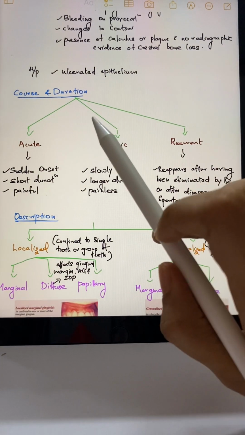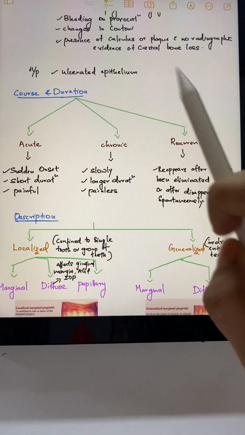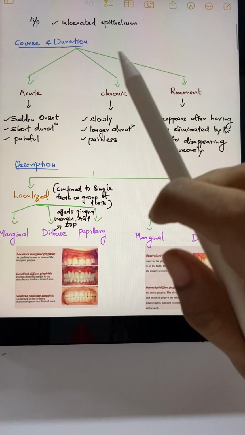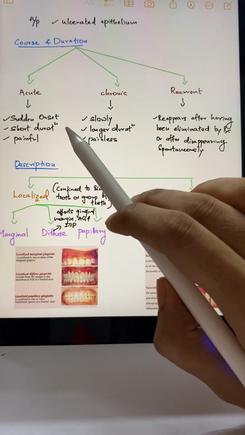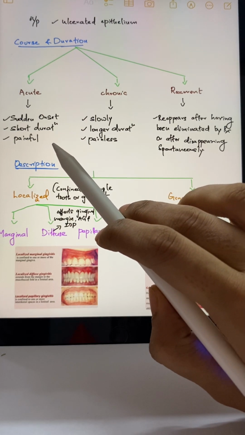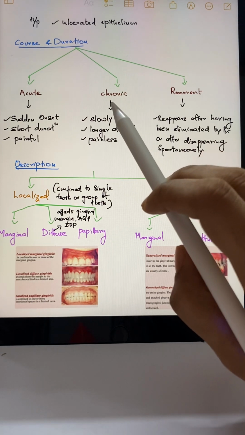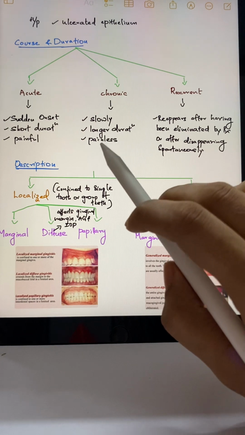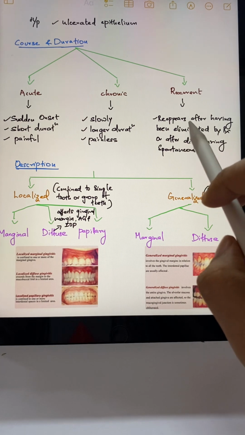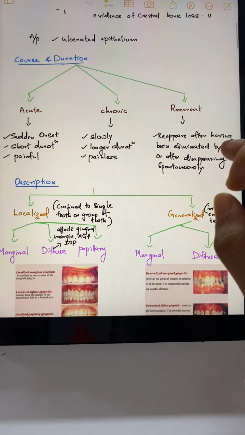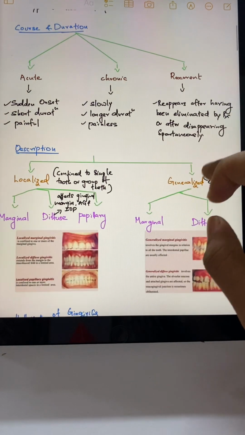In the course and duration, this is divided into three: acute gingivitis, chronic gingivitis, and recurrent gingivitis. By the term acute, we know that it occurs suddenly, with sudden onset, for a shorter period of time, and this is painful also. Chronic means it occurs slowly, for a longer duration, and is painless. Recurrent means it reappears, an infection which reappears after having been eliminated by treatment or after disappearing spontaneously.